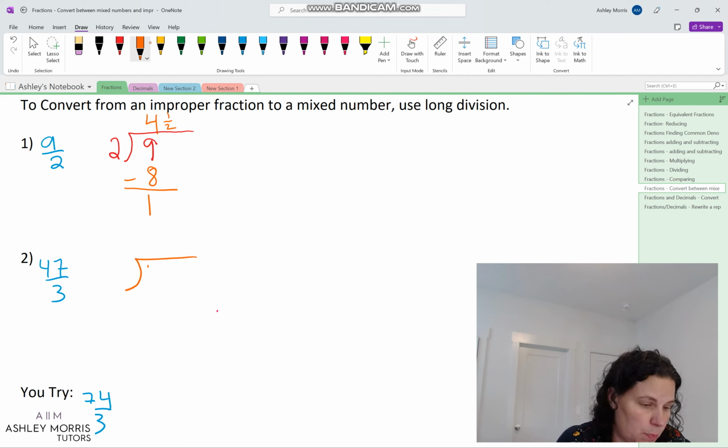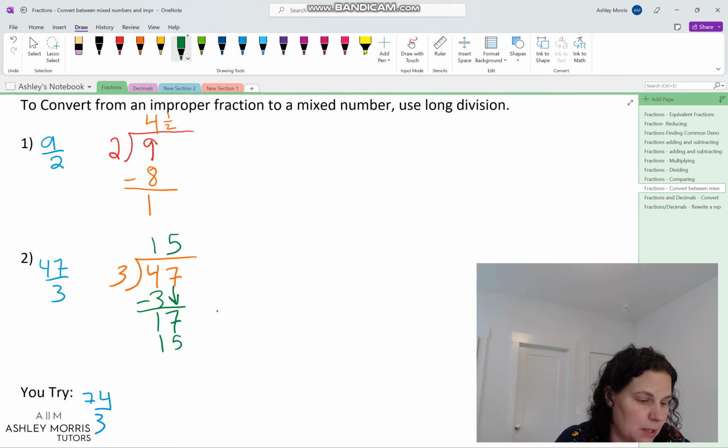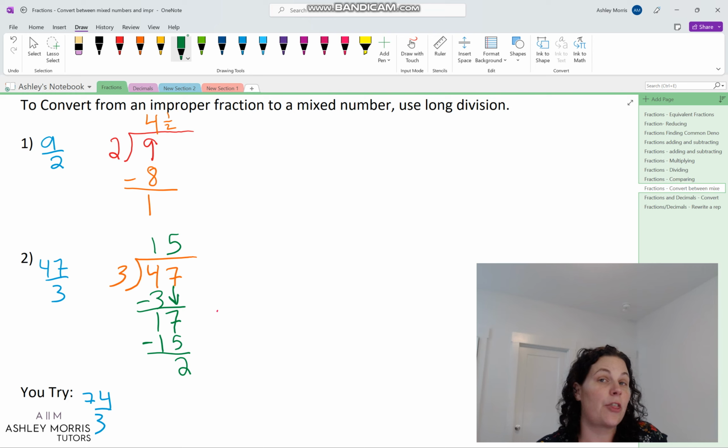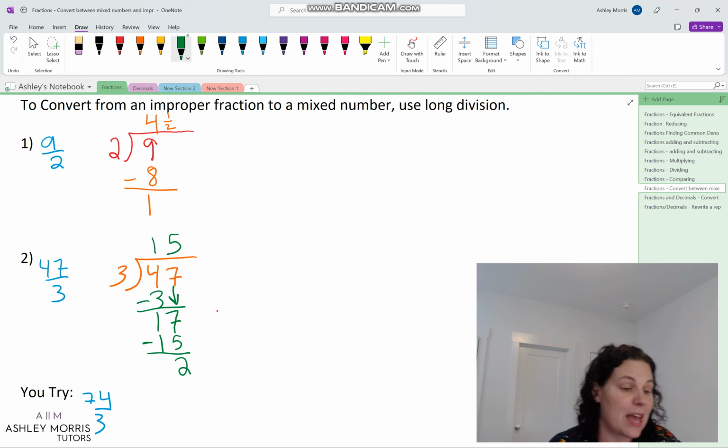Let's do long division. We push that 47 off, and the 3 is going to be on the inside. 3 goes into 4 1 time with 1 left over. We're going to bring down that 7. 3 goes into 17 5 times. That's going to be 3 times 5 is 15. Subtract, and we have 2 left over. So if we have 47 thirds in my candy bars, and we're sticking them back together, we're going to end up with 15 full candy bars and then 2/3 of a candy bar left over.